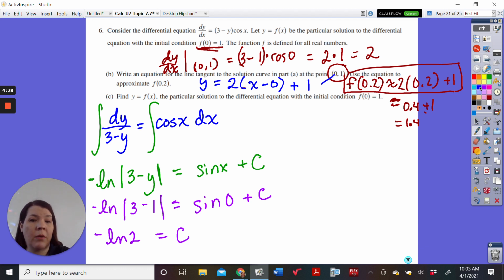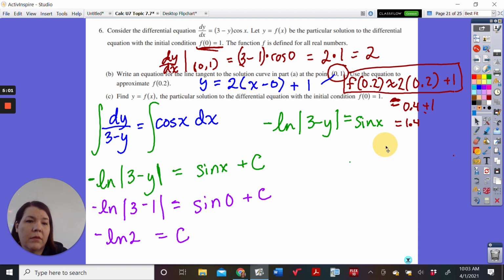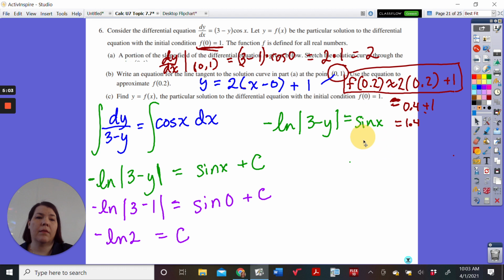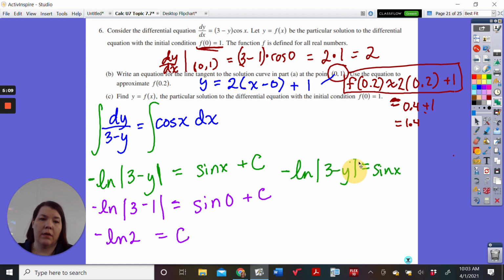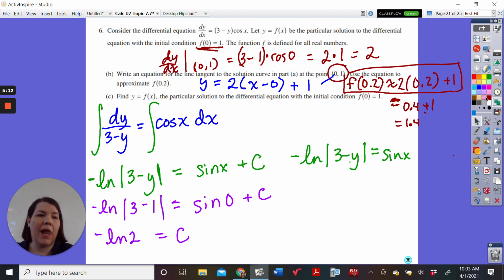So my equation is now, let me clean it up. Negative ln of absolute value 3 minus y equals sine x minus ln 2. Move that down. Oh, I'm moving the wrong thing, so there it is. Rectangle.